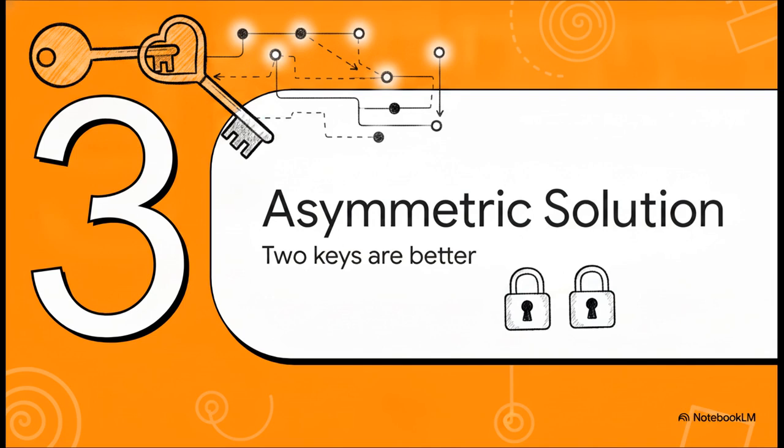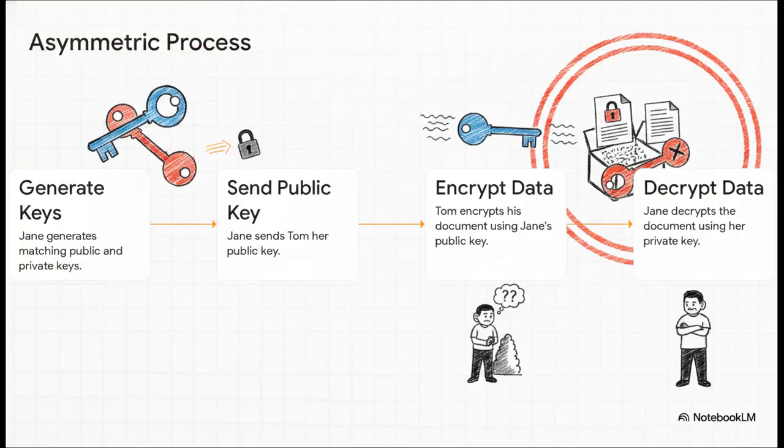That takes us to Section 3, the asymmetric solution, where two keys are definitely better than one. Asymmetric encryption introduces two totally distinct keys, a public key that you can share with literally anyone, and a private key that you keep entirely to yourself. Let's look at a quick story to see how this works in practice. Imagine Jane wants to receive a secure document from Tom. Step 1, Jane's computer generates a matching pair of mathematically linked keys.